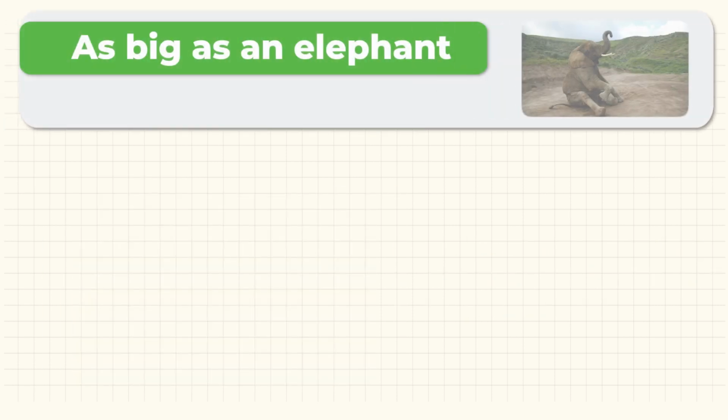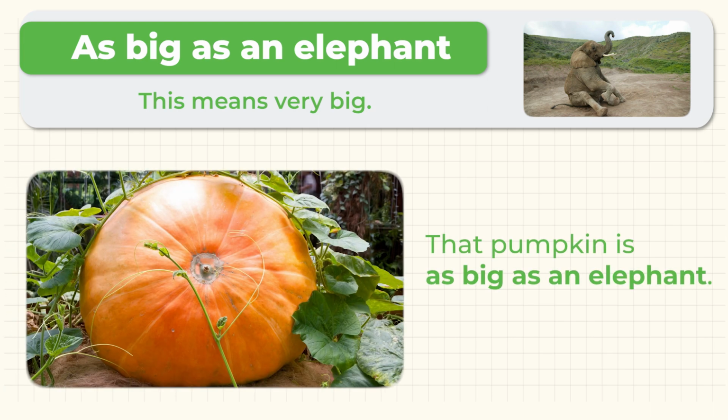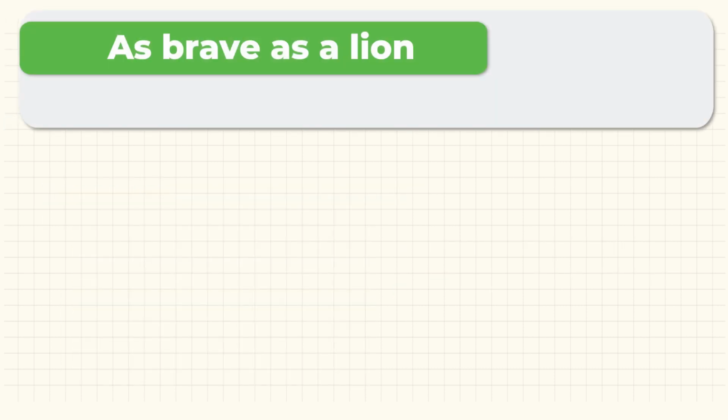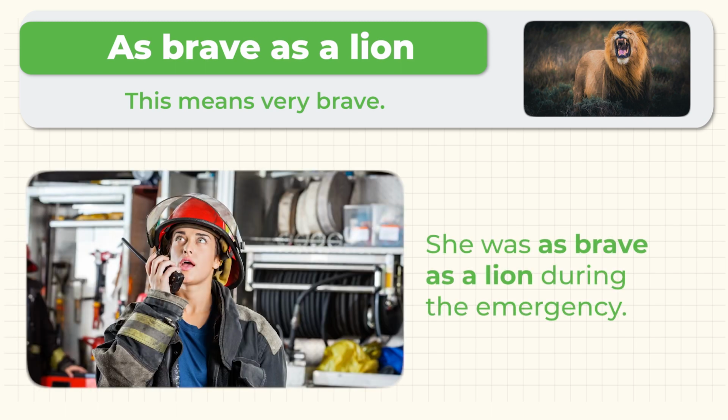As big as an elephant. This means very big. That pumpkin is as big as an elephant. As brave as a lion. This means very brave. She was as brave as a lion during the emergency.